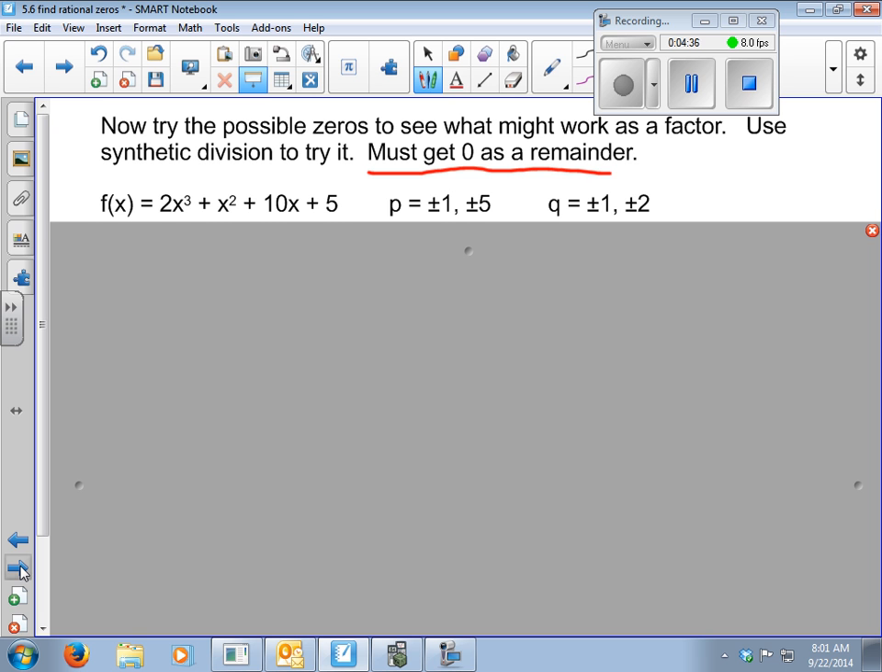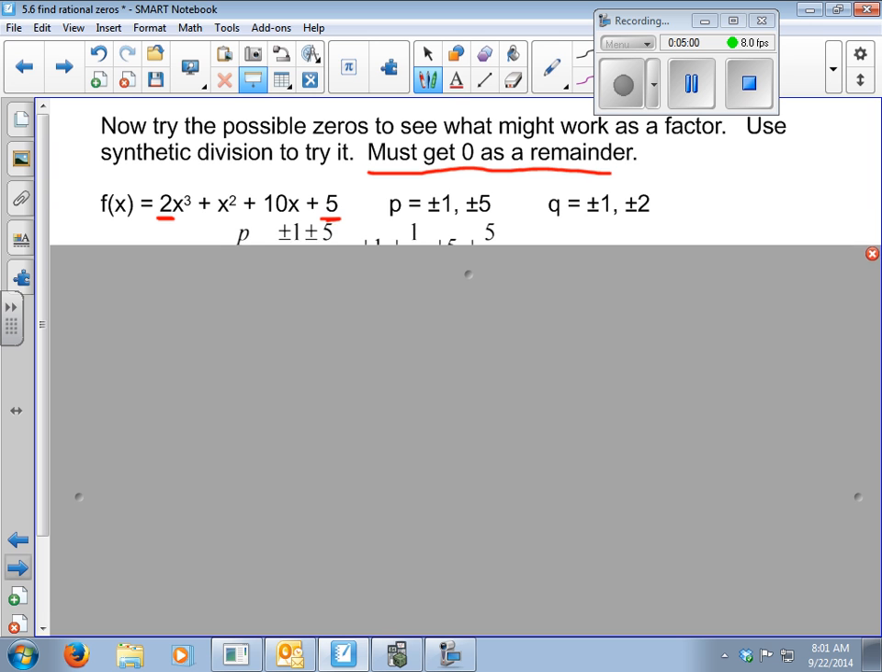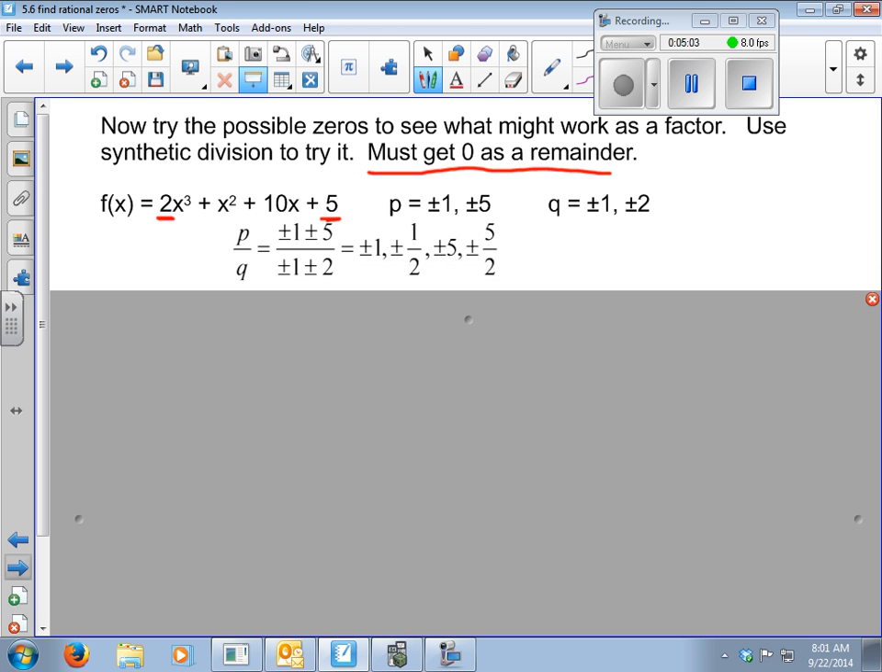This example we're going to work through is f of x equals 2x to the third plus x squared plus 10x plus 5. My number in the back, my P value, is 5, so the only things that work will be 1 and 5. My number in the front is 2. That represents my Q value, and the only thing that works to give me 2 is plus and minus 1 and 2. When I put all of this together as my P over Q values, we get plus and minus 1 and 5 over 1 and 2. And when I list all of them, I get 1, 1/2, 5, and 5/2, plus and minus for all of these as my possible choices.